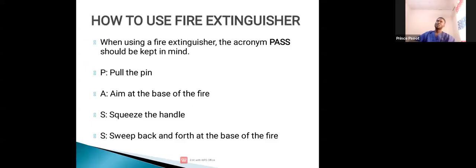How to use the fire extinguisher. Now, many of us may not know how to use the fire extinguisher. We've known that when there is a fire, have a detector to start with, and when there is a fire, use the extinguisher. Now, how do you even use the fire extinguisher?